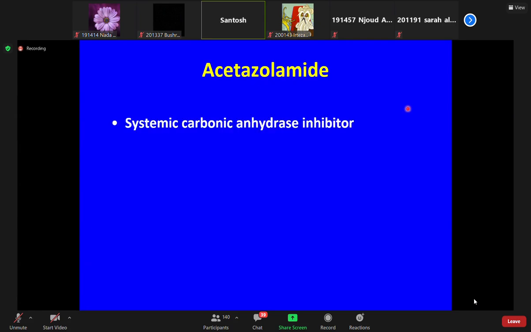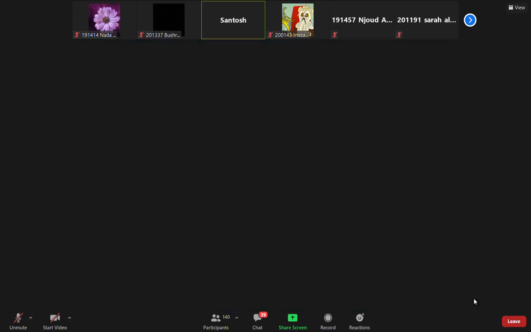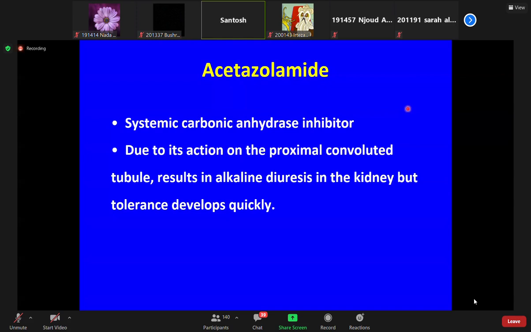It's a systemic carbonic anhydrase inhibitor. Due to its action on the proximal convoluted tubule, because this is systemic, it will go everywhere, and it has a very important effect on the kidneys. It will lead to sodium retention, alkaline diuresis, so imbalance in the acid-base balance, though tolerance develops against it as well. So obviously there will be lots of side effects.